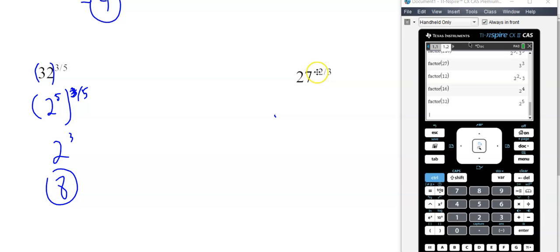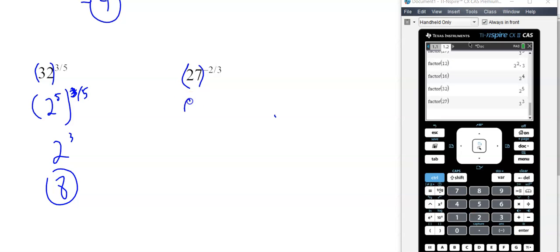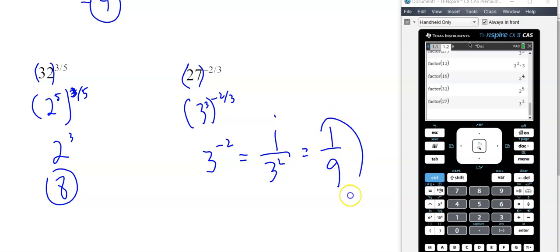And this one, 27 is not a prime number, so I'm going to use menu 2, 3, if you don't already know it, 3 to the 3rd. So this is 3 to the third to the negative 2/3. So we get 3 to the negative 2, or negative 6/3, which is negative 2, which is 1 over 3 squared, which is 1/9.